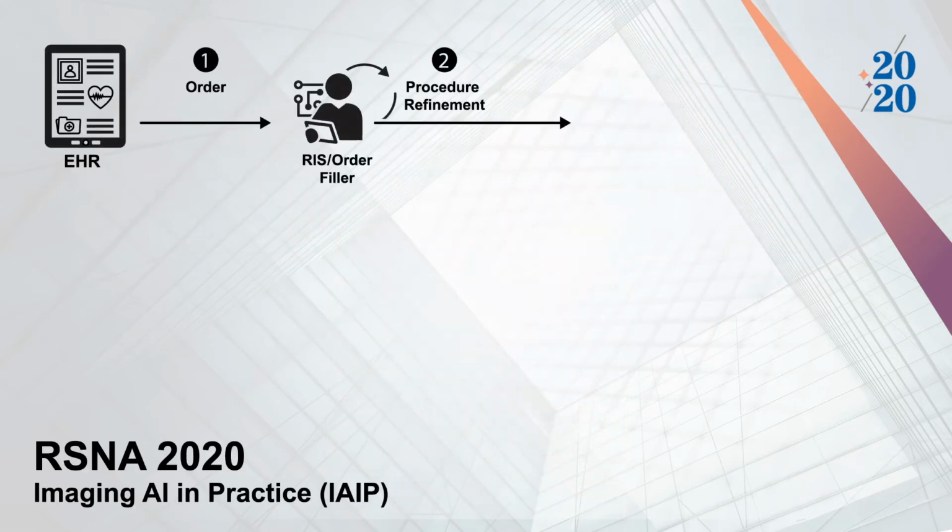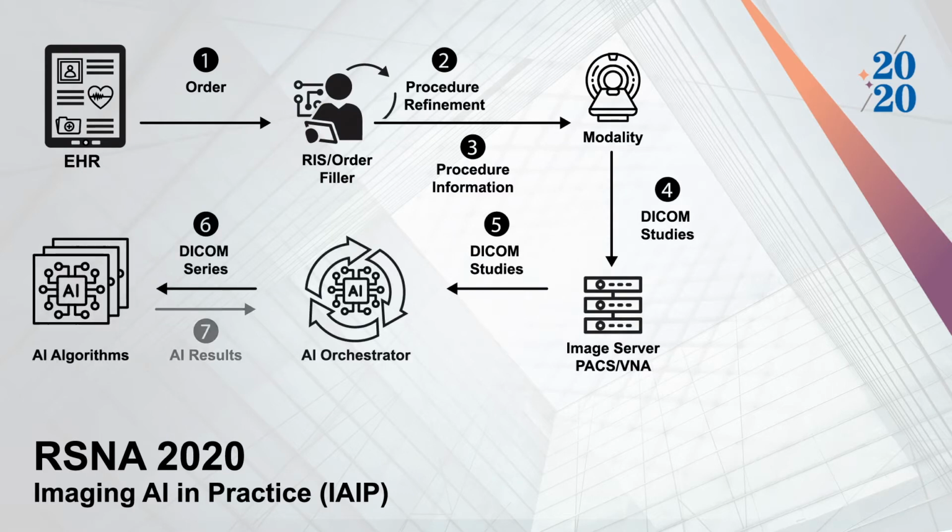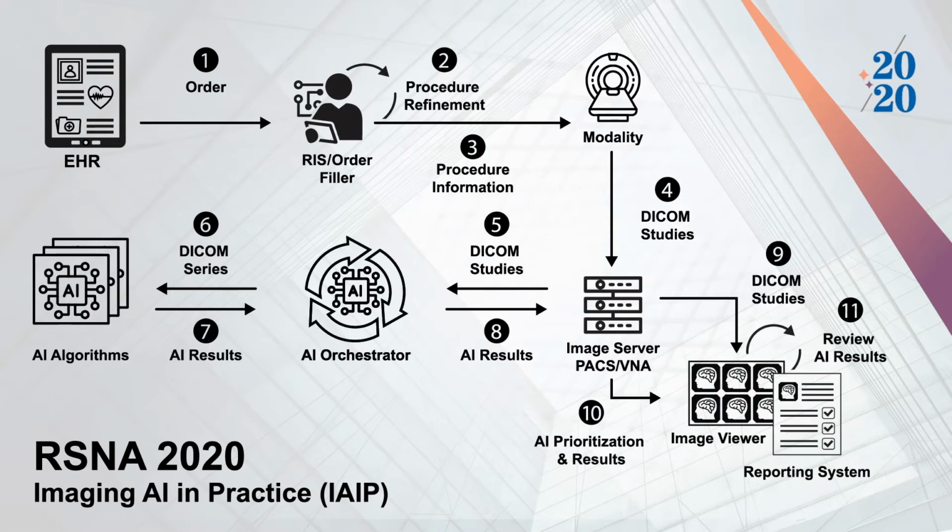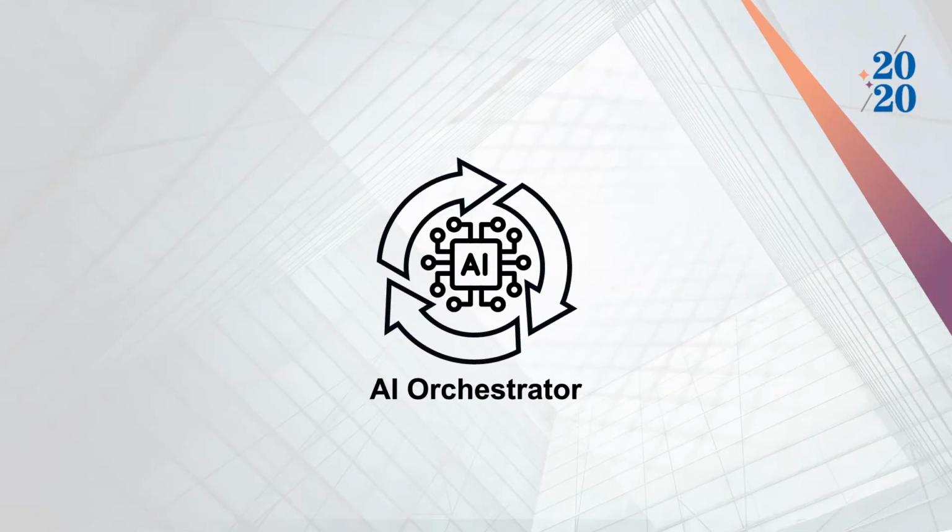Many of you watching this video are likely familiar with certain aspects of how data and information flow in a radiology clinical practice. In this demonstration, we look at how AI can help in different stages of the life cycle of an imaging study, utilizing a new type of system called an AI platform or AI orchestrator.